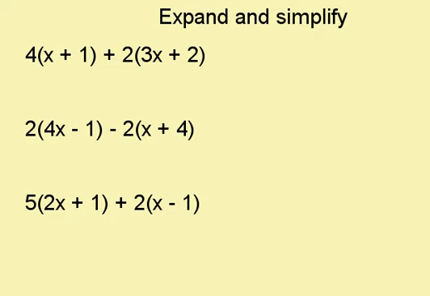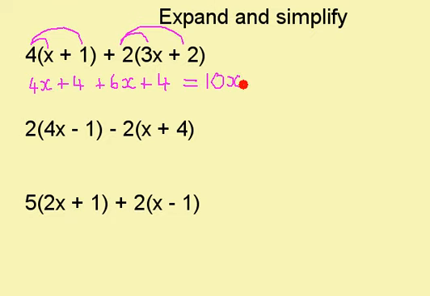The first thing we need to do is expand the bracket. So 4 times x is 4x, and 4 times 1 gives me plus 4. I now need to do the second bracket. I've got plus 2 times 3x, which gives me plus 6x, and I've got plus 2 times plus 2, which gives me plus 4. All together then, I've got 4x plus 6x, which is 10x, and I've got plus 4 plus another 4, which gives me plus 8.